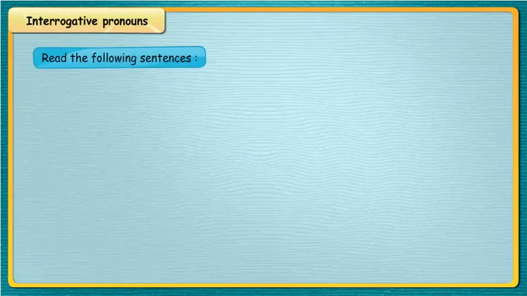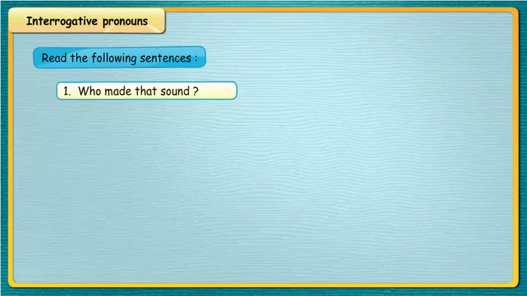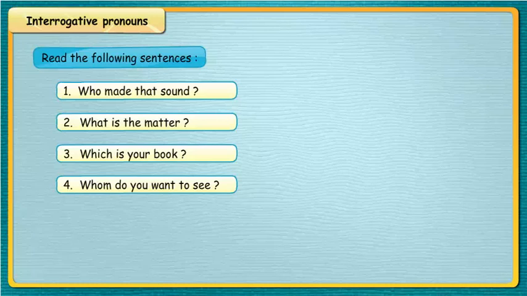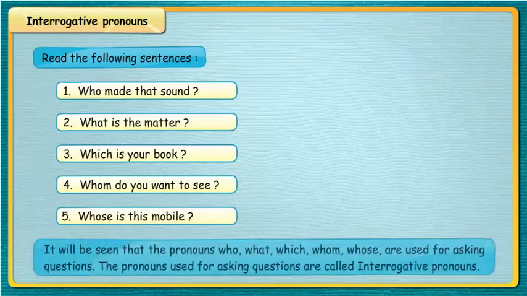Interrogative pronouns. Read the following sentences. Who made that sound? What is the matter? Which is your book? Whom do you want to see? Whose is this mobile? It will be seen that the pronouns who, what, which, whom, whose are used for asking questions. The pronouns used for asking questions are called interrogative pronouns.